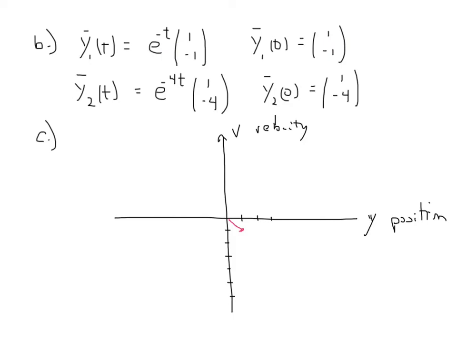Similarly, the graph of the solution y2 starts at (1, -4). 1, 2, 3, 4. Starts roughly here, and it is a straight line. As time changes, we're always staying on the straight line, and it's moving towards (0, 0). And that's part C.